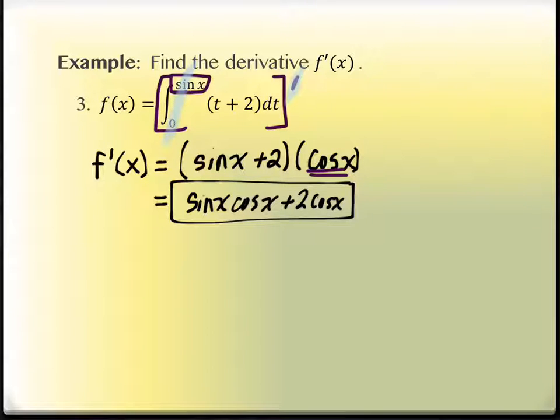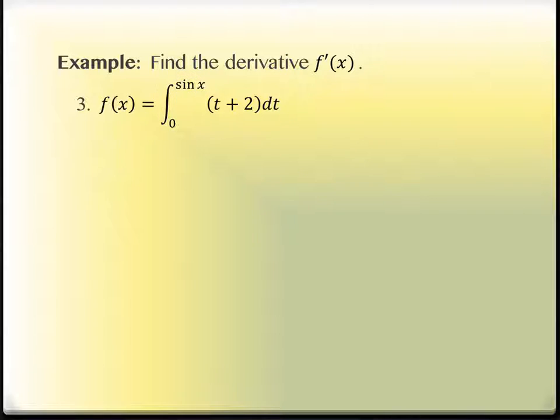So what I'd like for us to do is the same problem again, but we're going to do all the pieces of it that we get to avoid doing with the fundamental theorem. But let me show you why it works. If I were to take the antiderivative of t plus 2, what would I get? t squared over 2 plus 2t. And then I would evaluate it at sine of x and at 0.